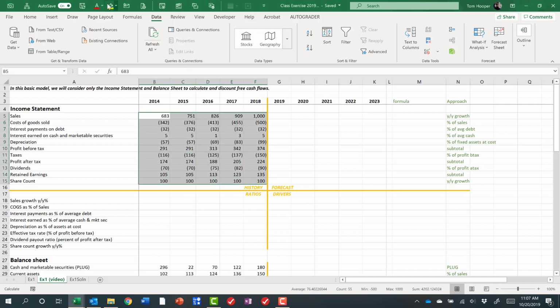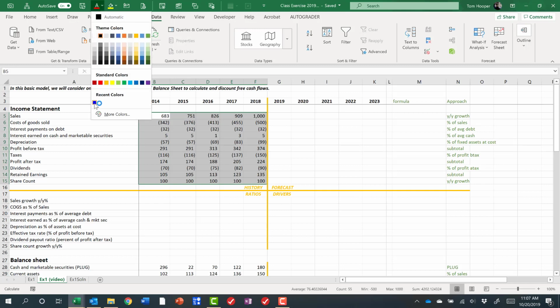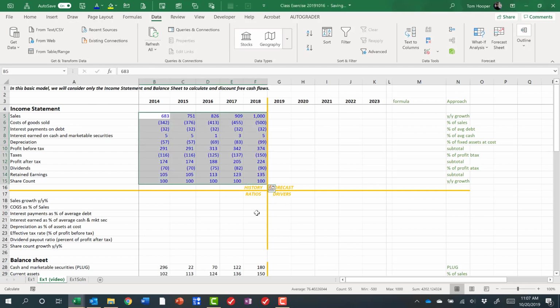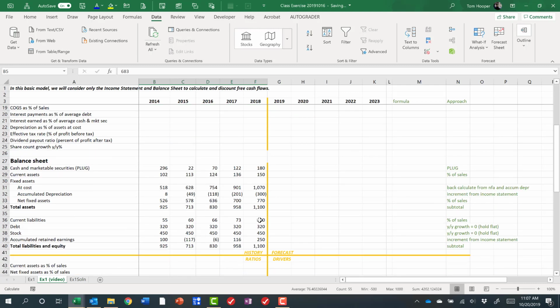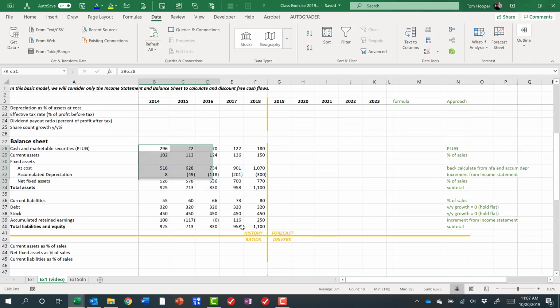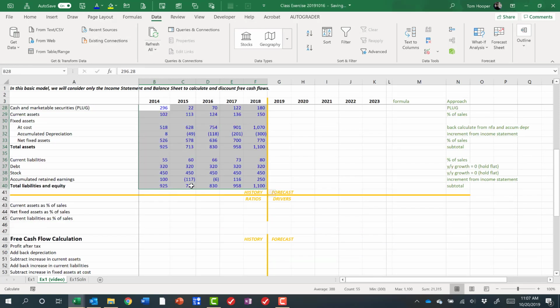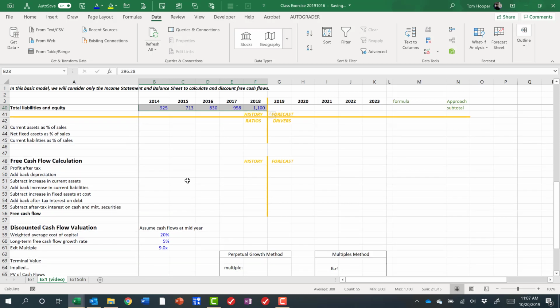So let's go ahead and designate that to be values, constants, by turning the font blue. And then we have a balance sheet, same thing, we'll turn that font blue to signify that those are constants. And then after we know the net income by forecasting those two sheets, we'll take that profit after tax or net income and then back out the accounting items to end up with free cash flow.